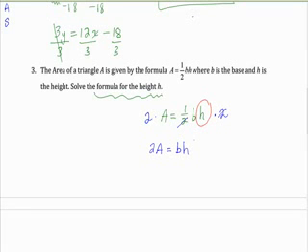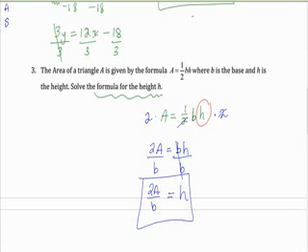We're trying to get h by itself, and right now it's being multiplied by b. How do I undo multiply? I divide by b. These b's go away. Now I have height by itself, and I can't actually divide 2A by b, so I just leave it like this: h equals 2A divided by b. Done. We're rearranging the equation.